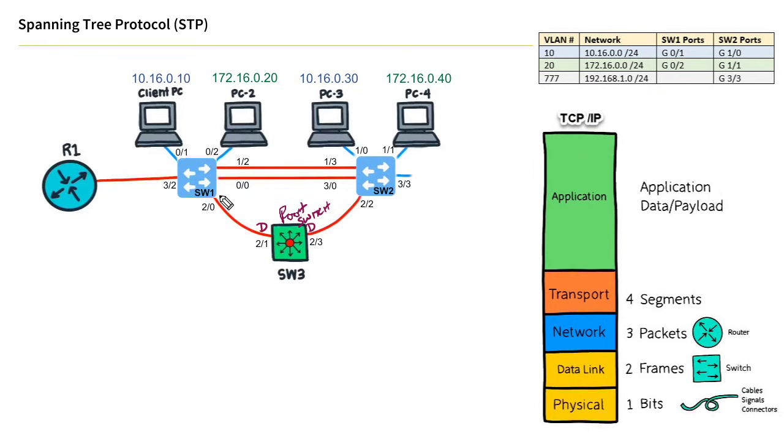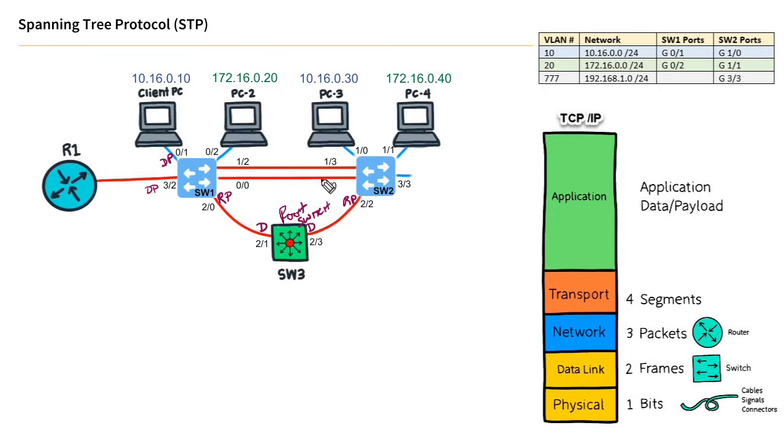Switch 1 is going to have the best cost to get to that root off of port 2/0, so that'd be the root port. Switch 2 has its best cost to get to the root off of its 2/2, so that'd be a root port. And then up here, because the client's in VLAN 10, that'd be a designated port. And if this trunk is allowing that VLAN, that's also going to be a designated port, depending on whether or not it's allowed there. And then switch 1 and switch 2 duke it out.